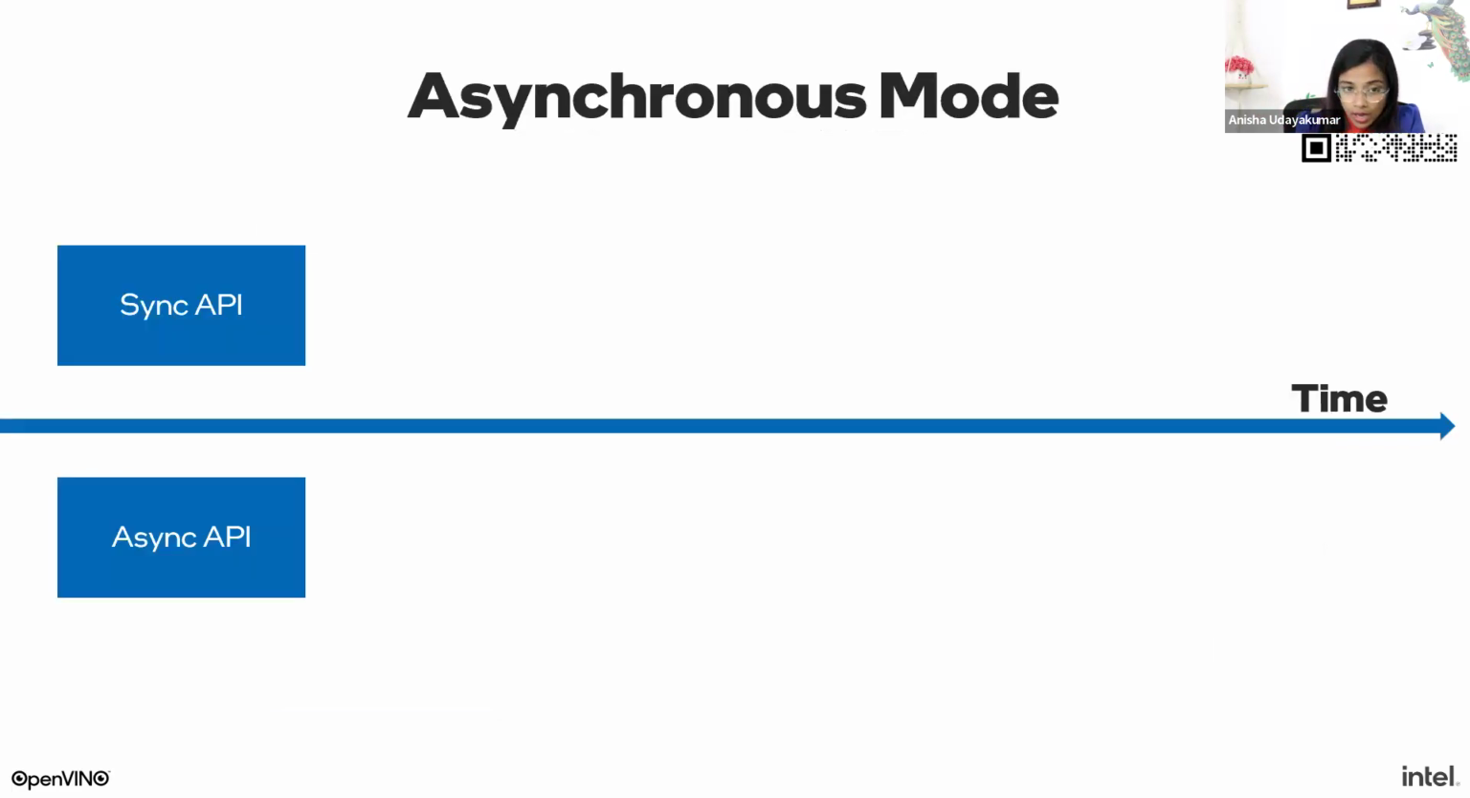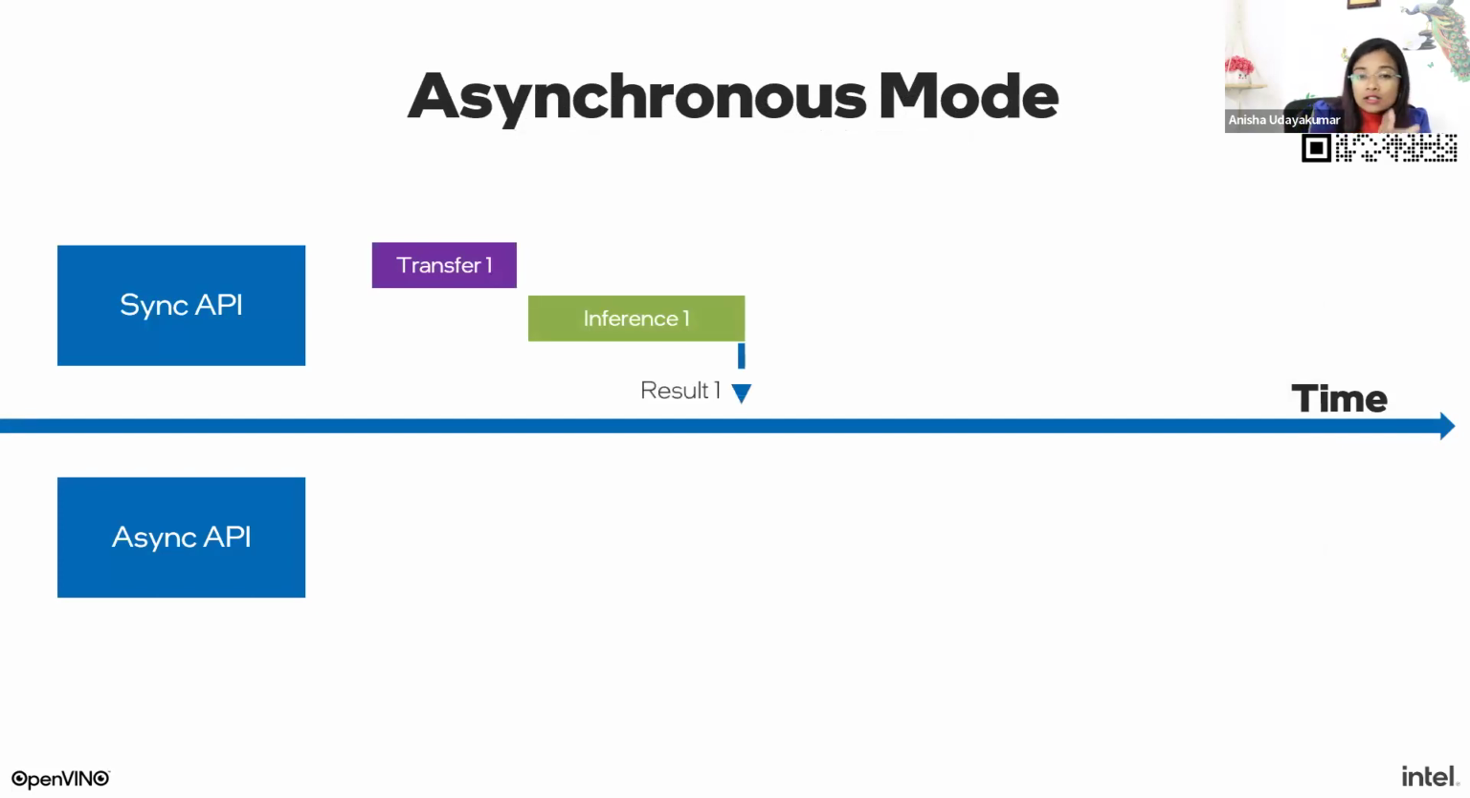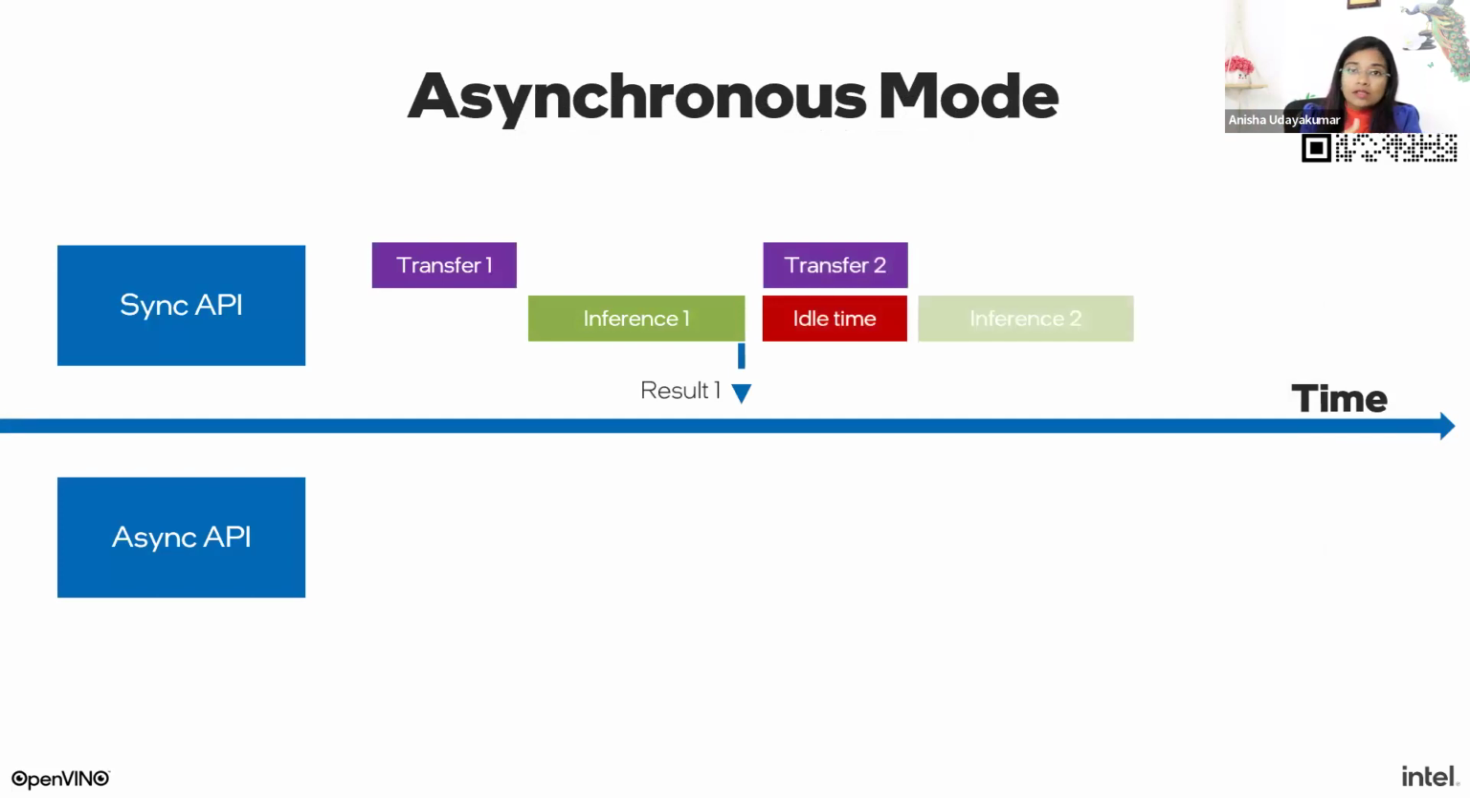Coming to asynchronous mode, it's about doing two things at once efficiently. While your device processes one frame, your application is already preparing the next one, as you see. And this overlap speeds up the entire workflow, and it's a brilliant idea.